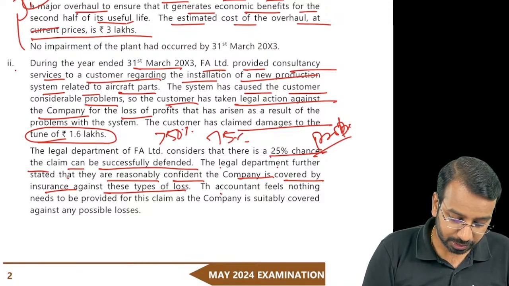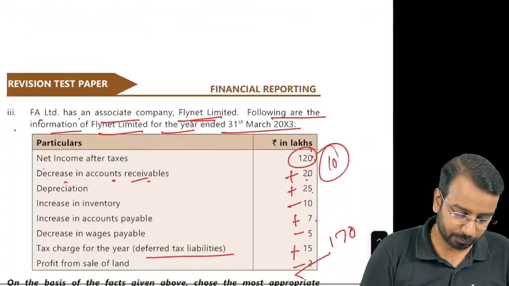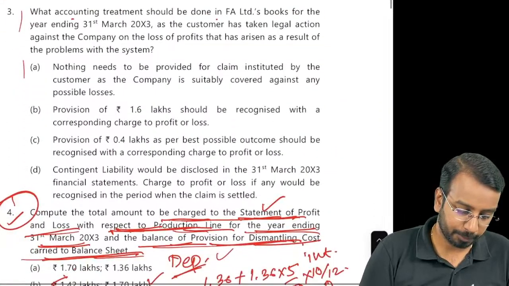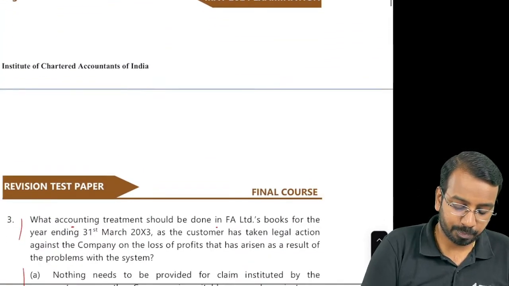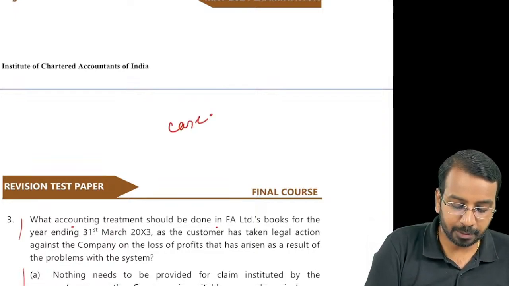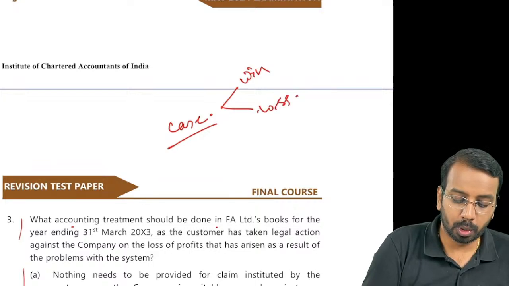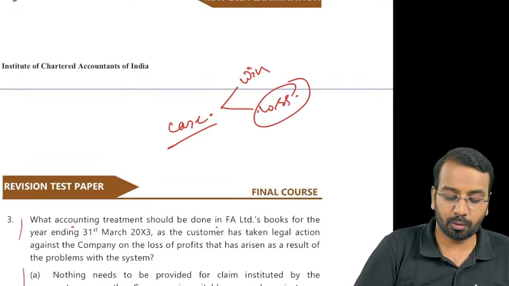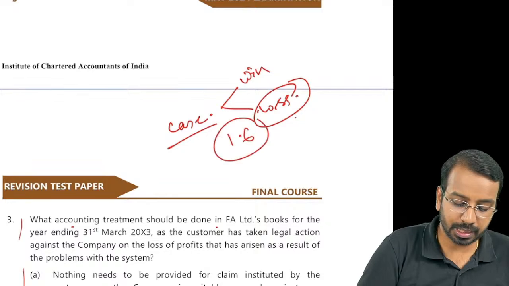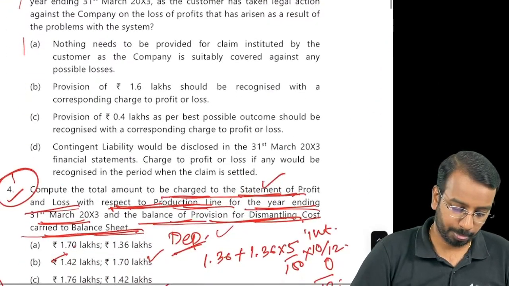The accountant feels nothing needs to be provided by the company. So let's see the question. First, this is a scenario where a case is filed, which means there are 2 outcomes: one is win, one is loss. Whenever there are 2 outcomes, we take the most likely outcome, loss. That is 1.6, we have to provide it fully.